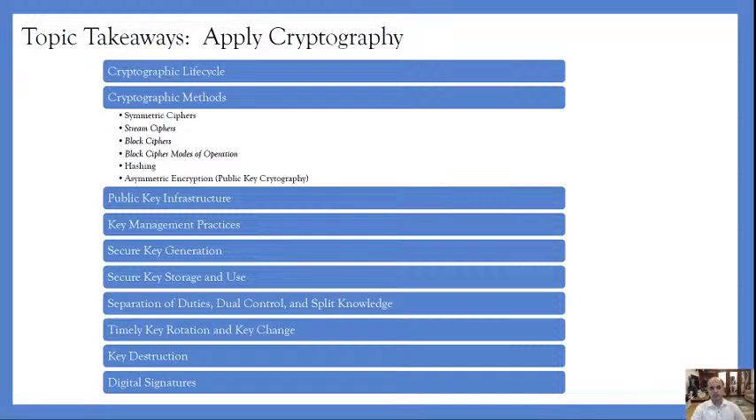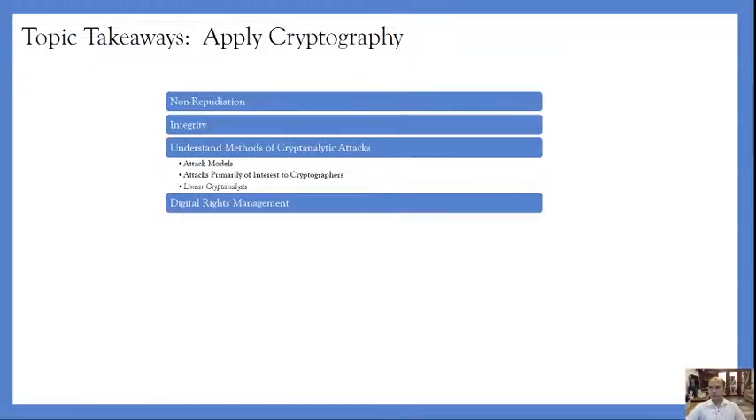then secure key generation, secure key storage and use, then separation of duties and well controlled and split knowledge in terms of cryptography, how these principles are going to be applied to cryptography. Also, you need to understand timely key rotation and key change technique, and key destruction, how to finally destroy the cryptographic key. And finally, you need to understand what exactly a digital signature is, how to use it, and what are the different processes involved in it.